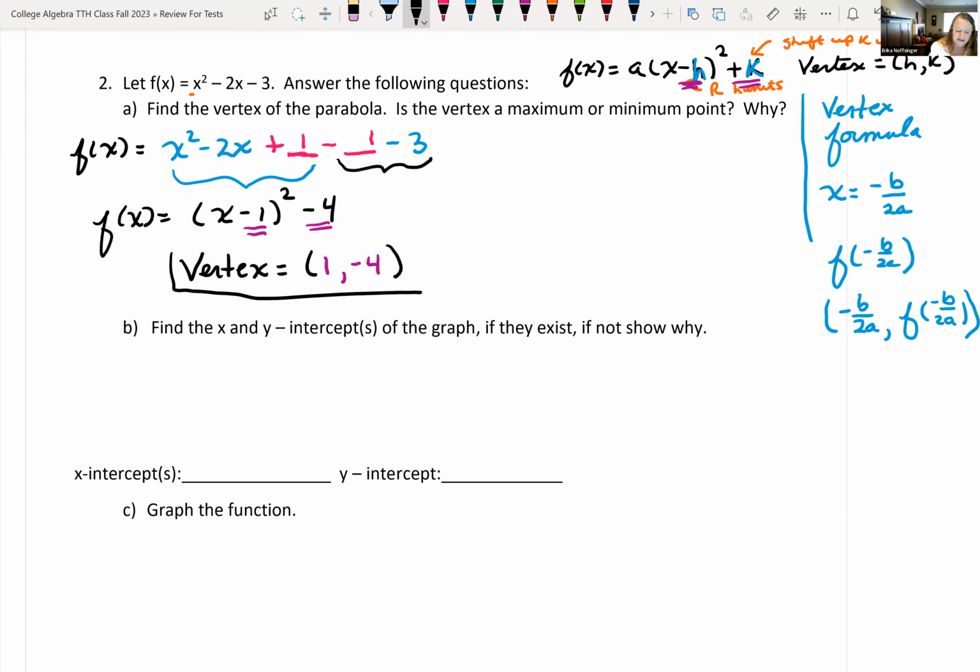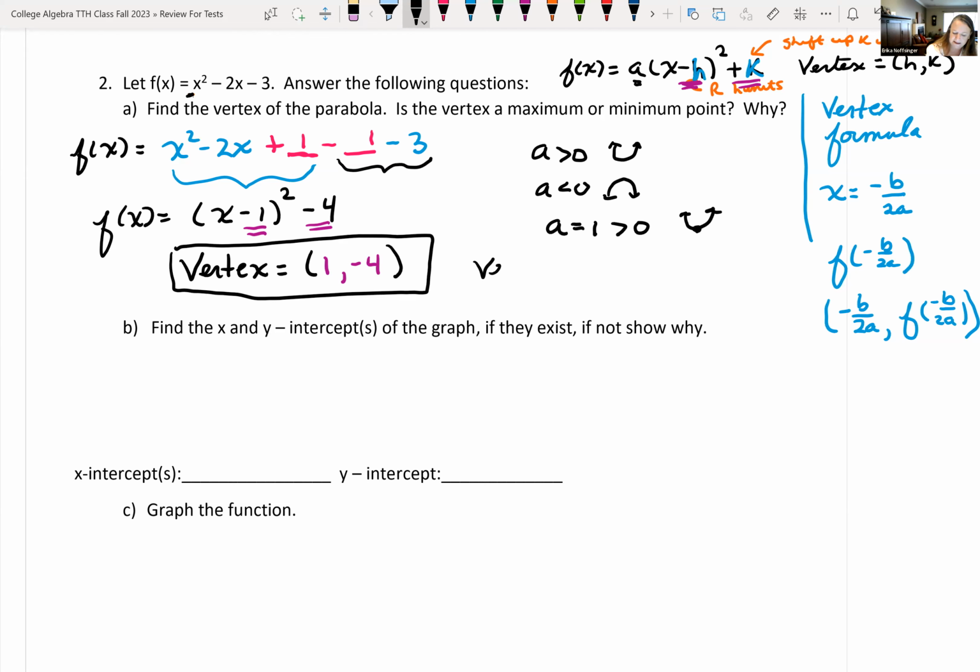So we wanted to know, is this vertex going to be a max or a minimum value of our parabola shape? Well, that has to do with the coefficient a out here. Recall if a was greater than 0, our parabola faced upwards, and if a was less than 0, our parabola faced downwards. And our a value is just that coefficient in front of the x squared. So I see that a is equal to 1, which is greater than 0. So my parabola is facing upwards, which would make that vertex a minimum point. So the vertex is a minimum point.